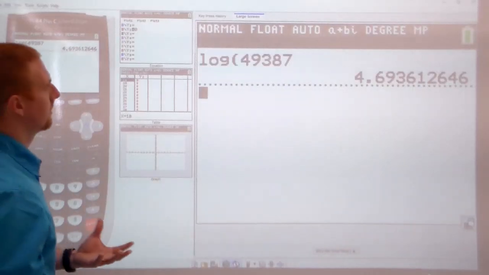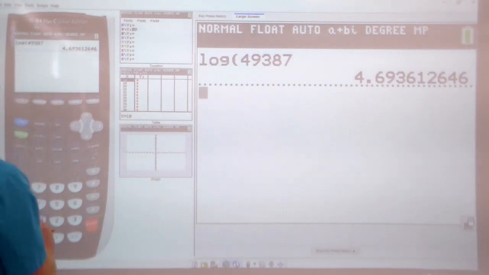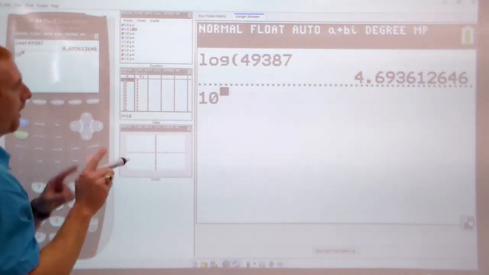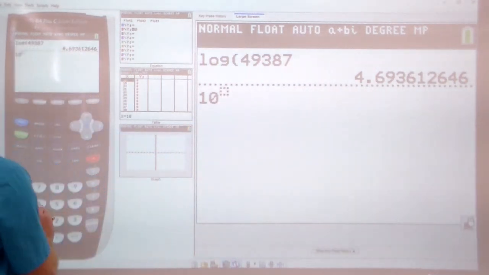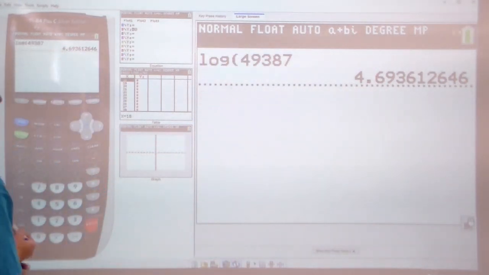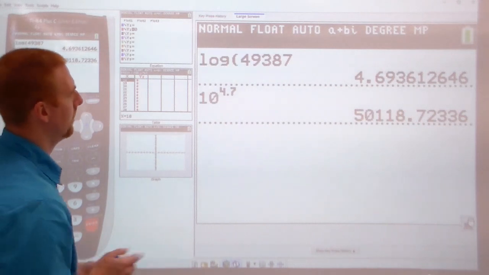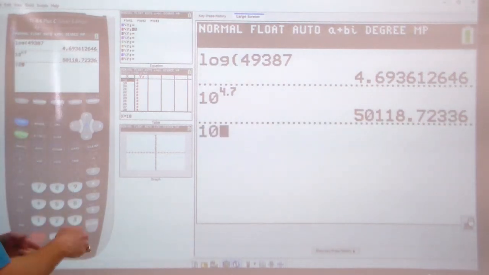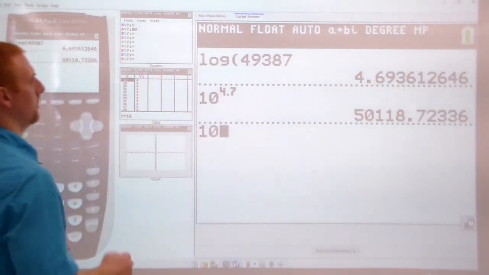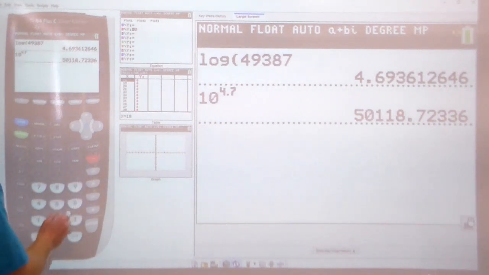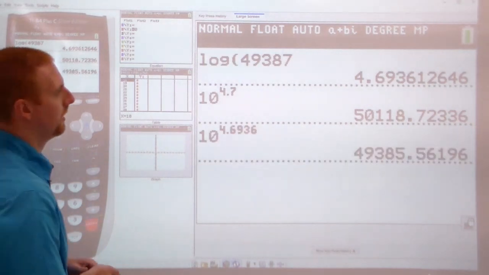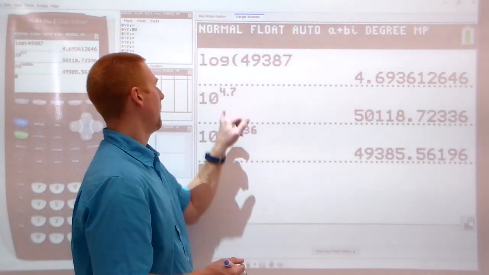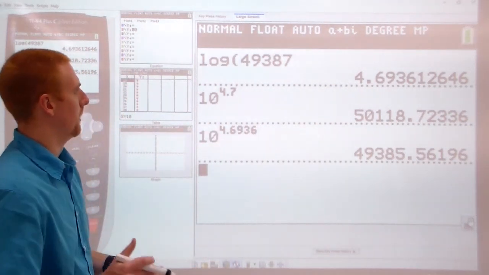Now to check to see how you did, or if the answer makes sense, 10 to that power right there should be 49,387. I'm going to try the rounded off version just to see how close that is. And it's pretty close. And the more decimal digits you use, the more accurate it's going to be. But for what we're doing, I think 4.7 is probably good enough. I'll put a few more just to see if that's better. That's a lot closer, but I think rounding to one place for now is probably going to be good enough.